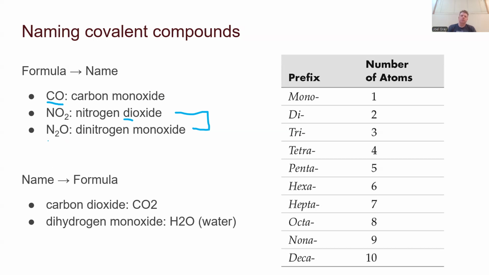Now next up, we've got dinitrogen. That means we have two nitrogens. Okay, cool. So we're going to use the prefix there to indicate two. Dinitrogen monoxide. Oh, but wait a minute. The rule that we just cooked up for nitrogen dioxide seems out of sync with dinitrogen monoxide. It is, but it isn't.